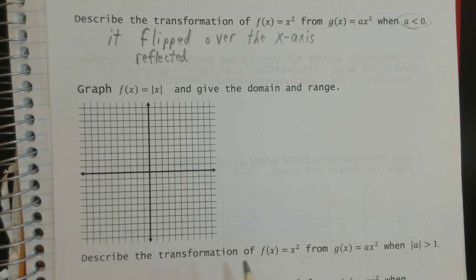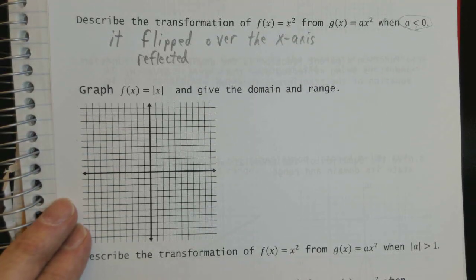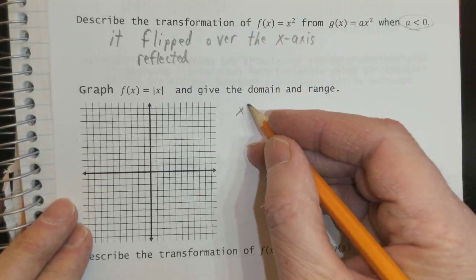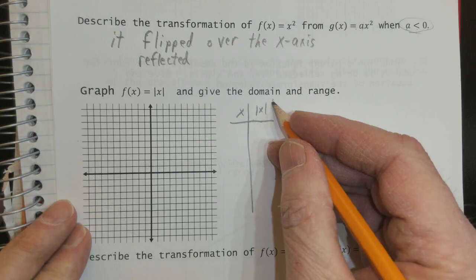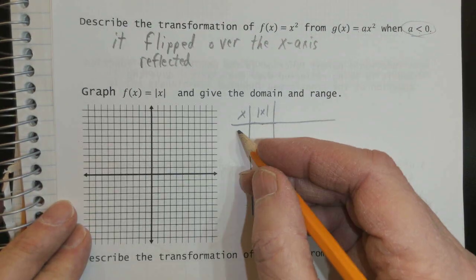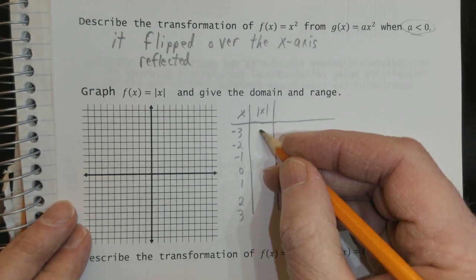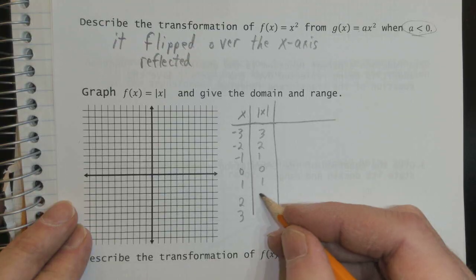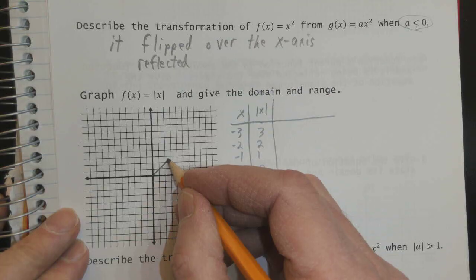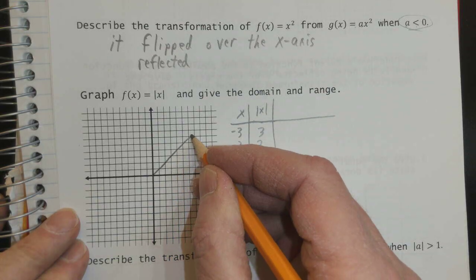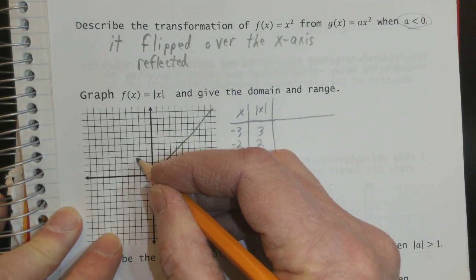All right. So we're going to graph f of x equals the absolute value of x. I'm going to graph a few of them here, okay? Now we know how this one goes. If I go -3, -2, -1, 0, 1, 2, and 3, this is 3, 2, 1, 0, 1, 2, and 3. And we go like this. And we go like this.